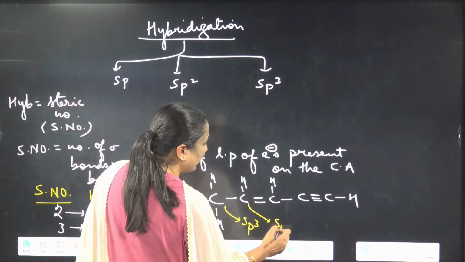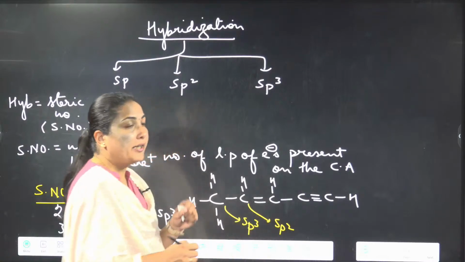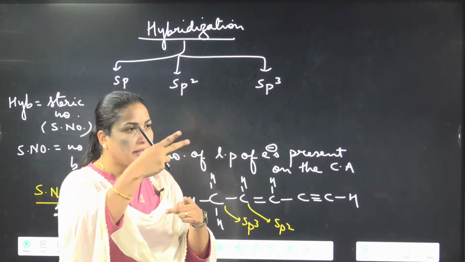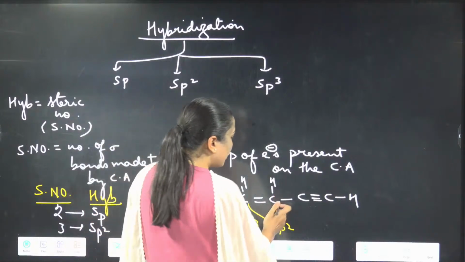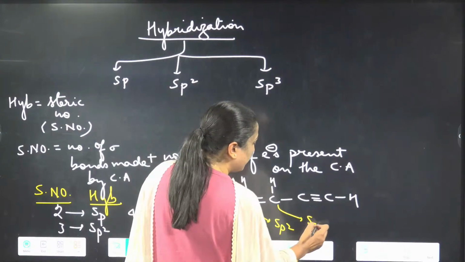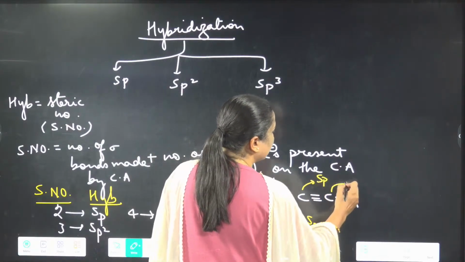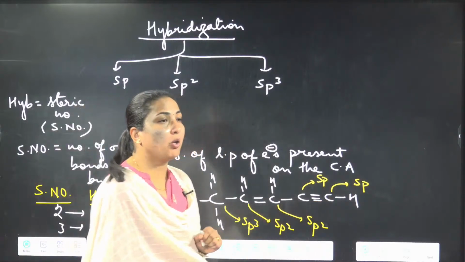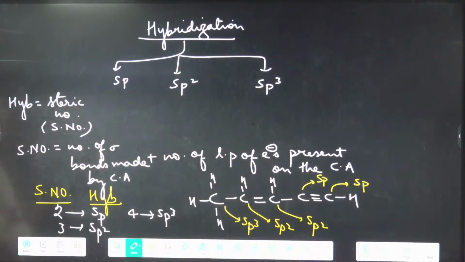Right? Now in this case, it is sp3. Here it is going to be sp2 because 3 sigma bonds. Double bond means 1 sigma 1 pi. Triple bond means 1 sigma 2 pi. Around this, how many sigma bonds? 1, 2, 3. So it is sp2. This is sp hybridized. This is also sp hybridized because I am having 2 sigma bonds around each of these 2 carbons.